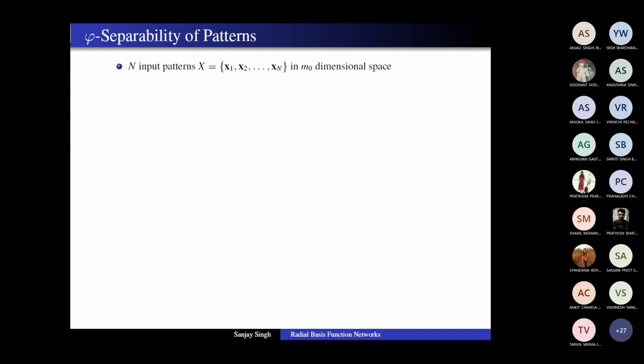But before this, let's try to understand something called phi separability of patterns. I'm trying to develop a theory about this phi separability. Here phi is nothing but the basis function, and particularly we are talking about the radial basis function. You now know what a radial function is. If I'm using it to construct or approximate some other function, we call it a radial basis function.